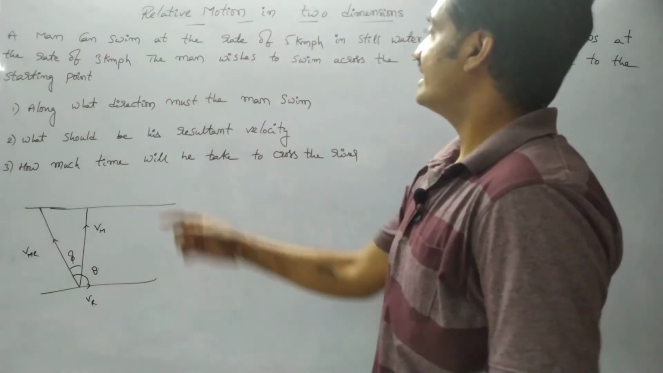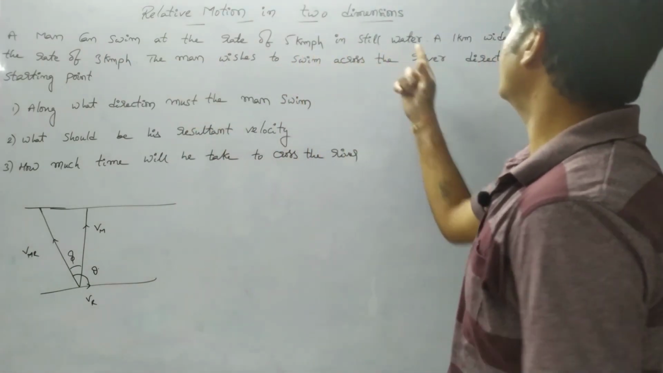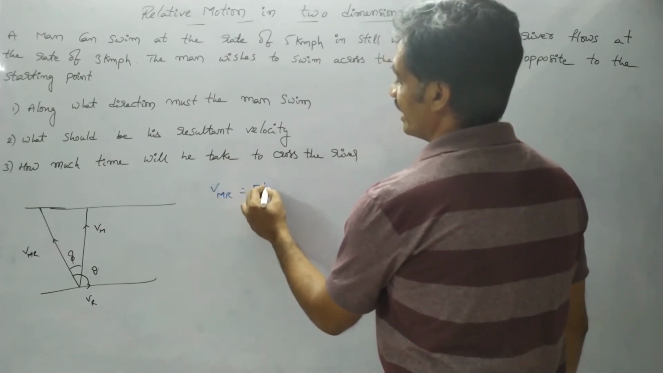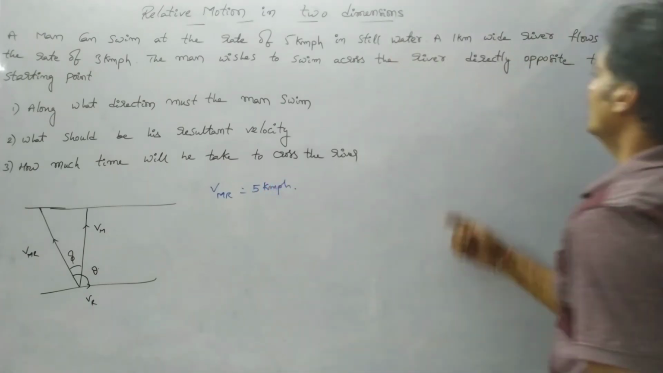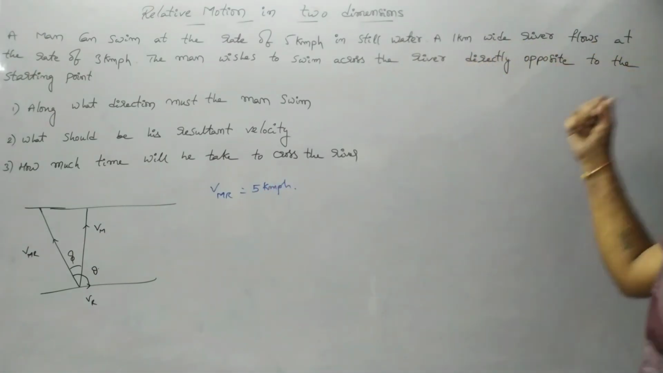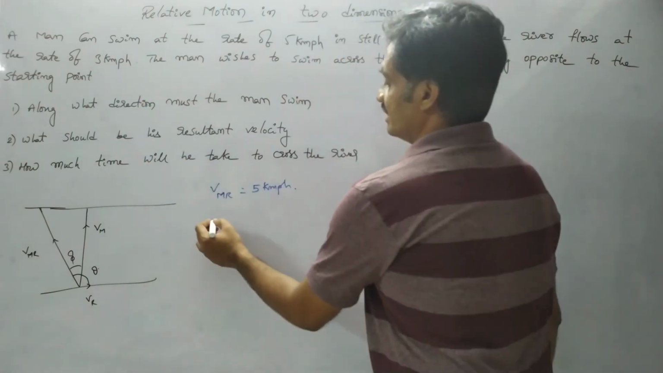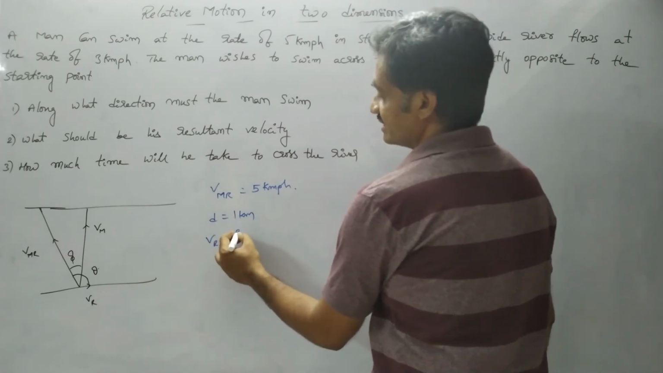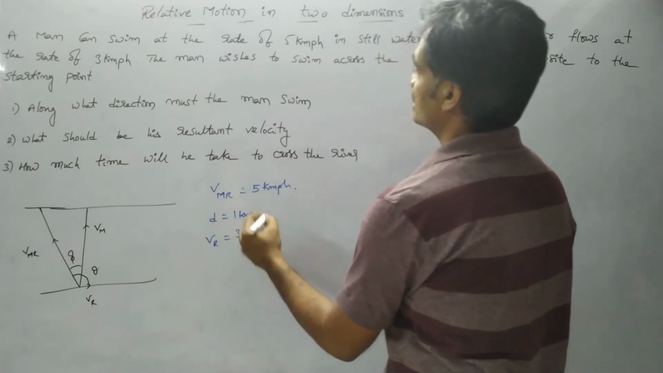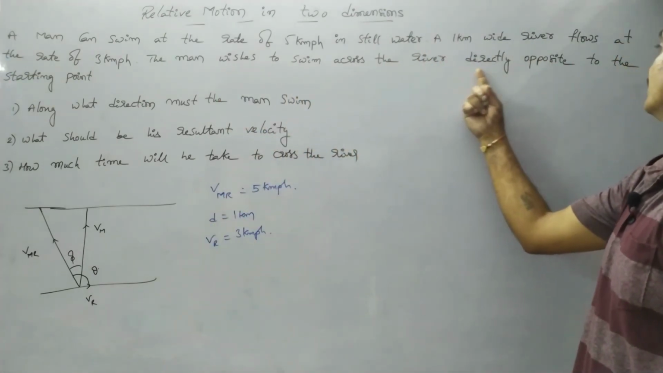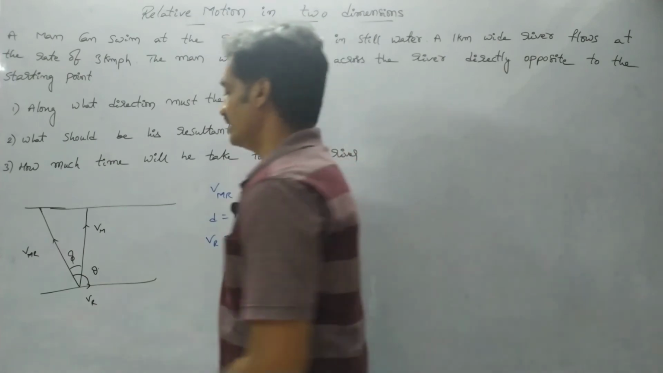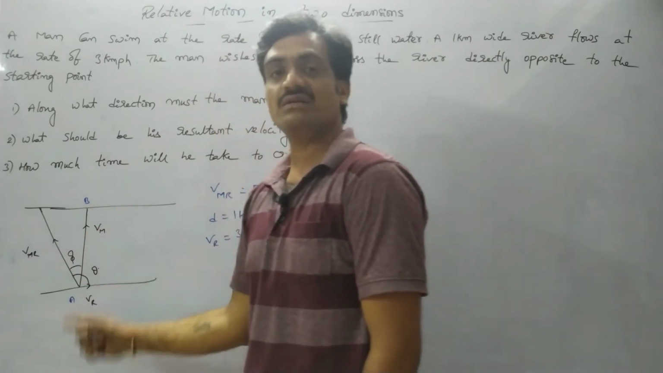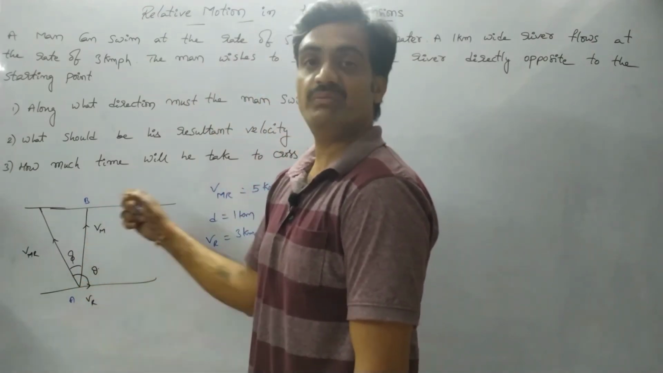The next problem is a man can swim at the rate of 5 km per hour in still water. Based on that, we can represent that velocity of the man with respect to river is 5 kmph. A 1 km wide river flows at the rate of 3 kmph. The width of the river is 1 km and velocity of the river is 3 kmph. The man wishes to swim across the river directly opposite to the starting point. So here the man starts at this point and he has to reach exactly opposite to the starting point, meaning he has to reach the exact point B.